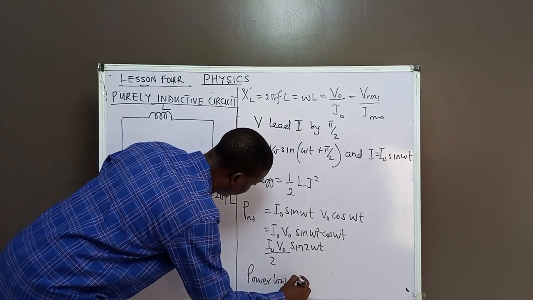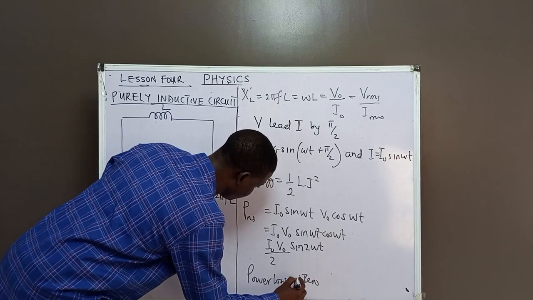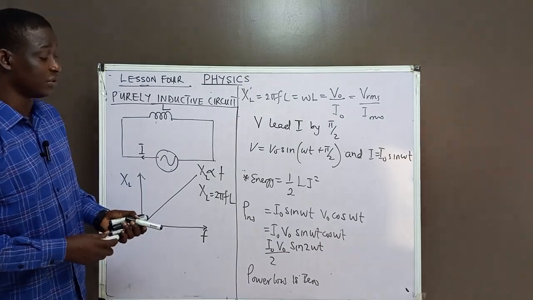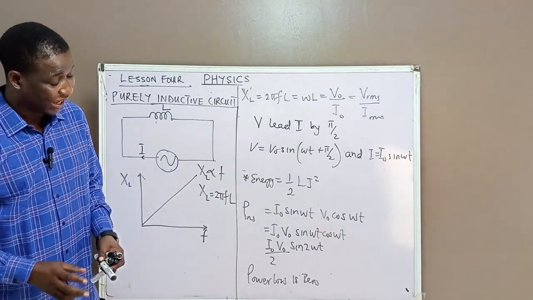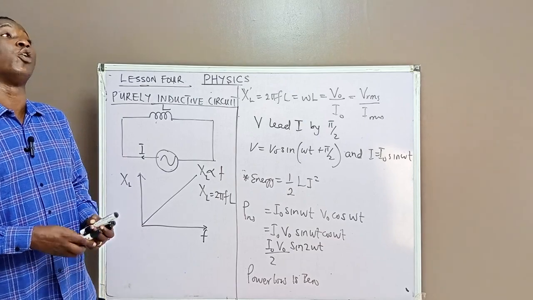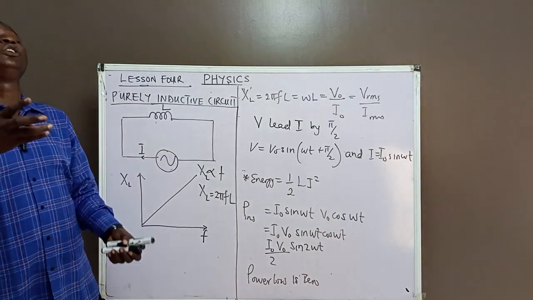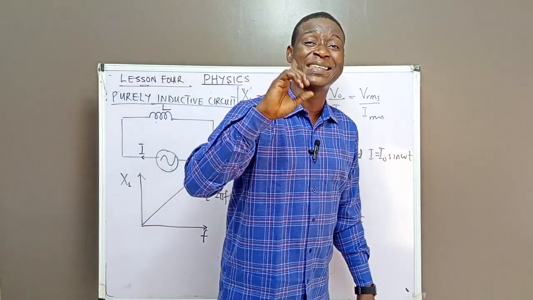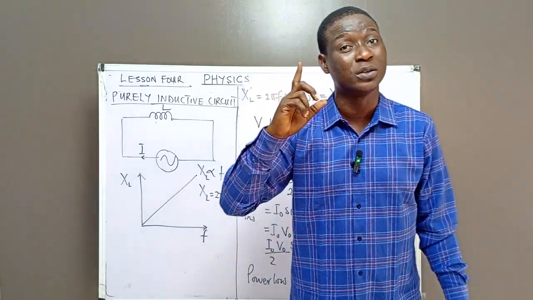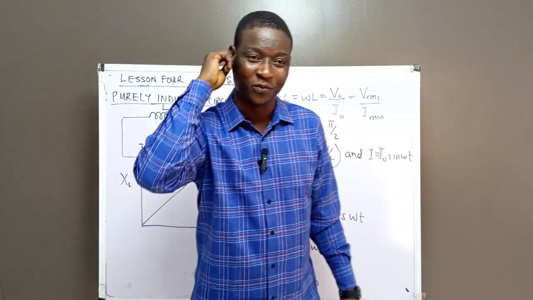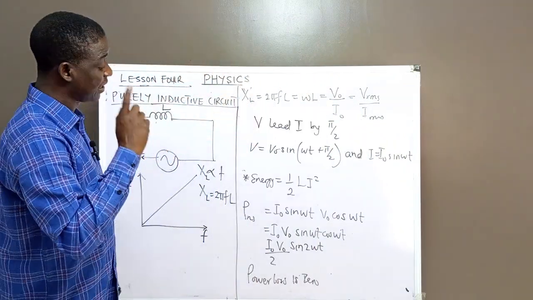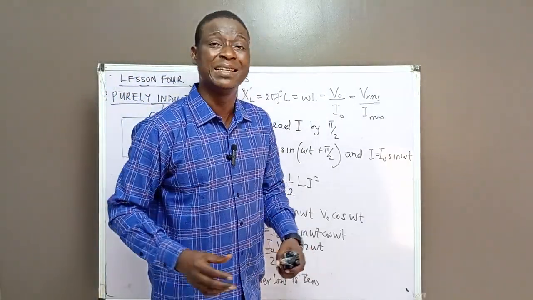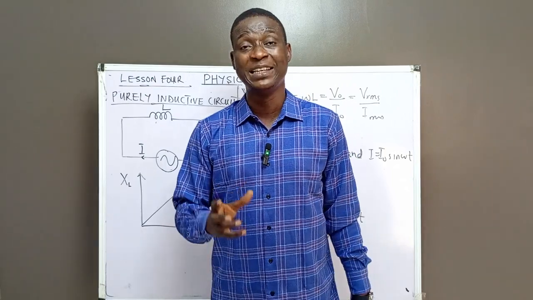The power loss in an inductive circuit, a purely inductive circuit, is equal to 0. So that is to say, in other words, of all the components I've given you, inductor, capacitor, and resistor, the only one that causes power loss is the resistor. Please take note of that. Very important. Very, very important. So far so good. We are able to explain the basic things about a purely inductive circuit.